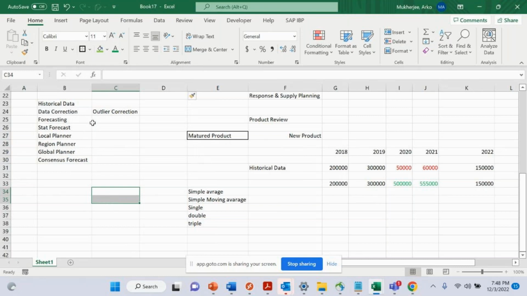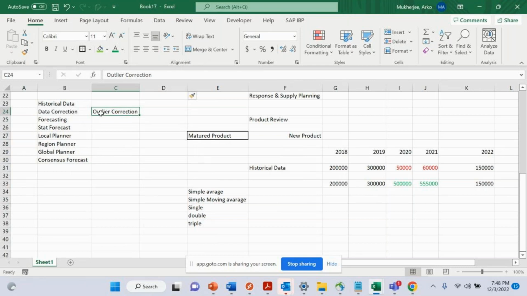And then when this data is there in IBP, we can do this data correction, this outlier correction, in different ways in different modules. So in SNOP, we can't edit the outliers by the system. SNOP does not come with the outlier correction license. We have to do the outlier correction manually for SNOP. The planners need to go and change the numbers manually.